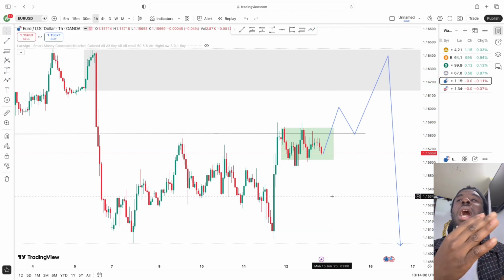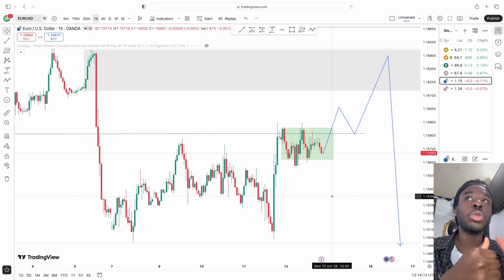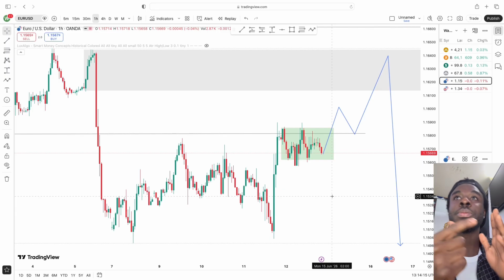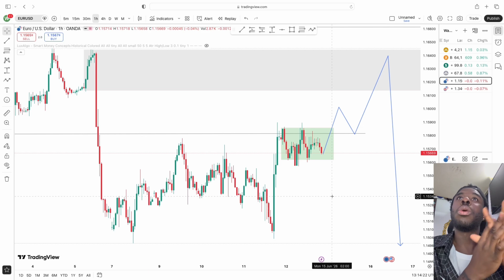So this is how we analyze using price, using top-down analysis. You want to start with the monthly time frame and go to the lower time frames, right? So this is my overall expectation on the market.